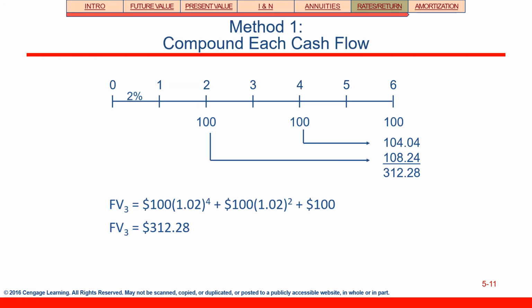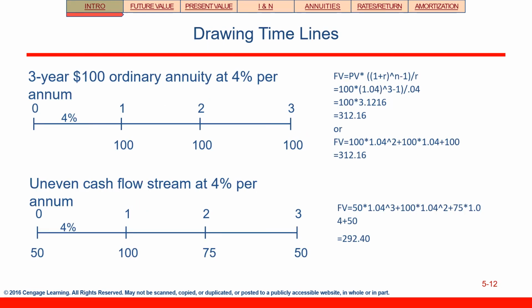So, in period 2, it earned interest for 4 periods. So, $100 times 1.02 raised to the 4th power. The one at period 4, in the 2 years, earned interest for 2 periods. So, plus 100 times 1.02 raised to the 2nd power, while the last one has no interest. So our answer here is 312.28.